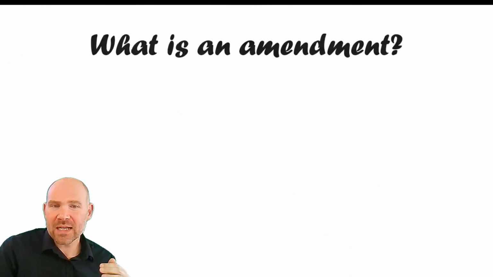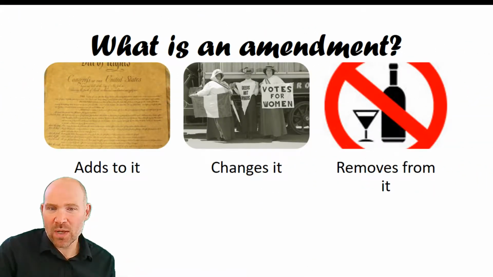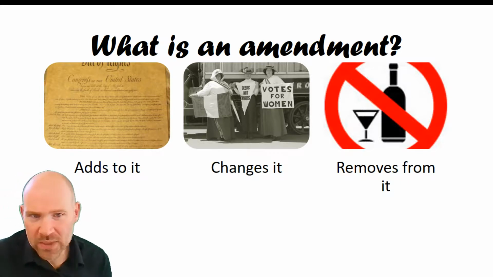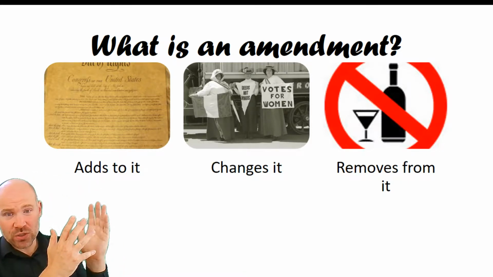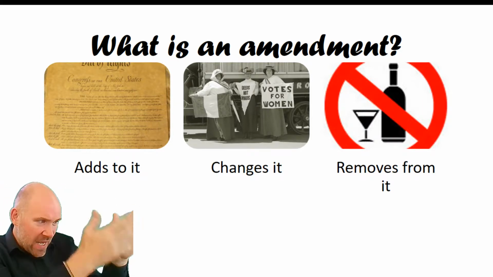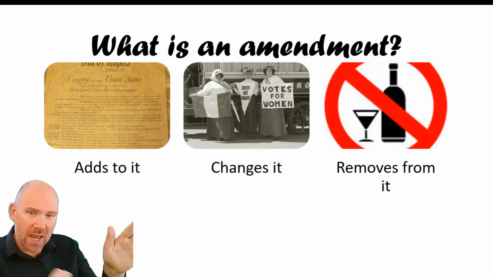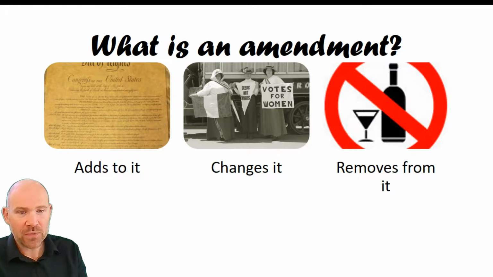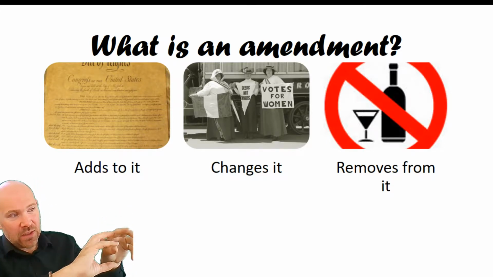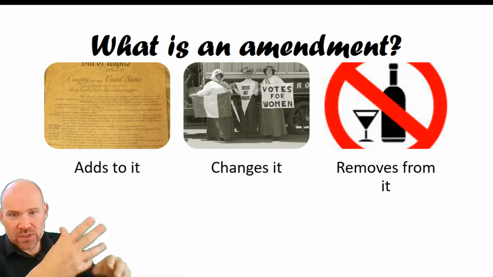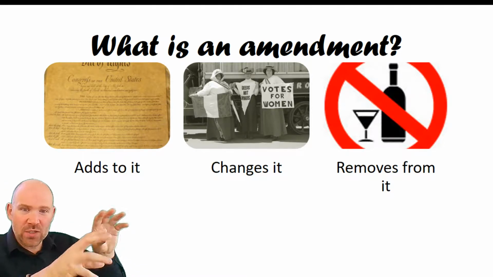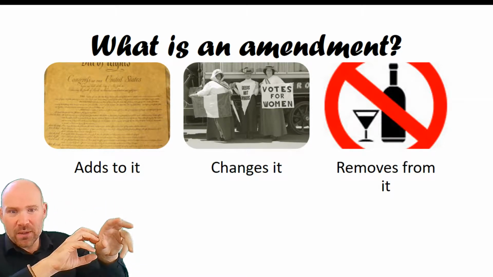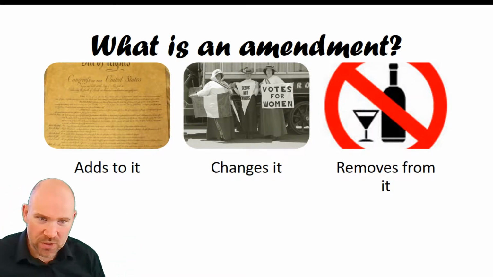Now, what exactly is an amendment? I've said it's when you change the Constitution, but let's be a little bit more specific. It could be when you add something to the Constitution, like the Bill of Rights. That was 10 additional points that were added to the Constitution that weren't there before. It could be where you take a particular line and you adjust or tweak it. So, for example, when women were allowed to vote as well, it changed the Constitution from allowing men to vote to allowing women to vote as well. It's an adjustment to the Constitution.